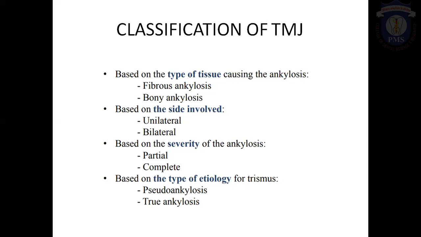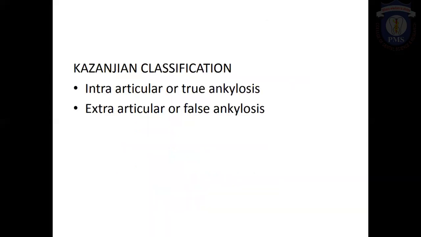Based upon the type of etiology, trismus, pseudo ankylosis, and true ankylosis. Another classification is classification by Kazanjian, that is intra-articular or true ankylosis and extra-articular or false ankylosis.